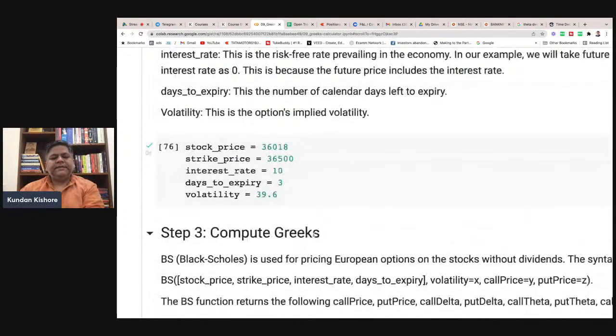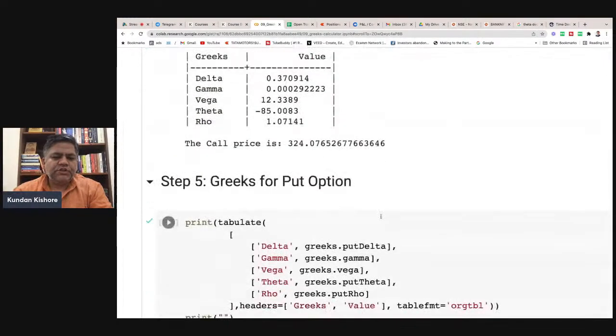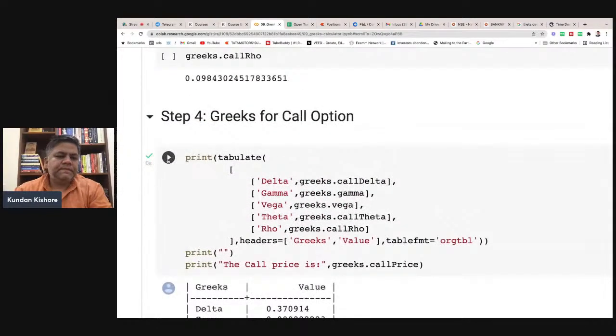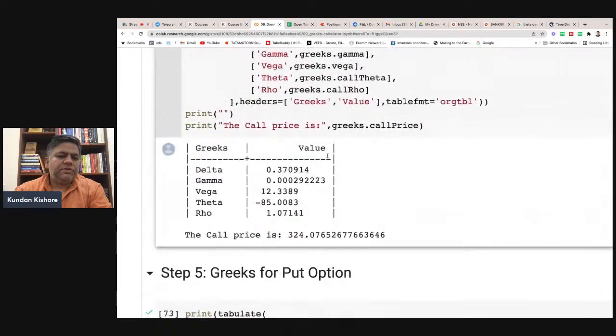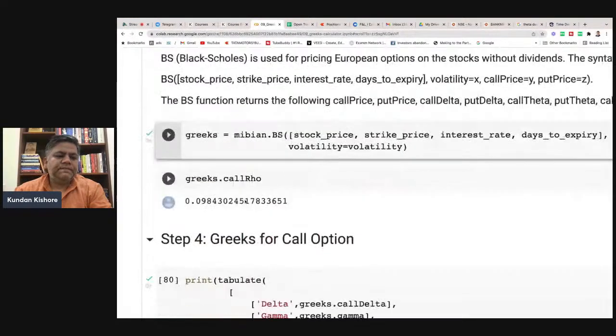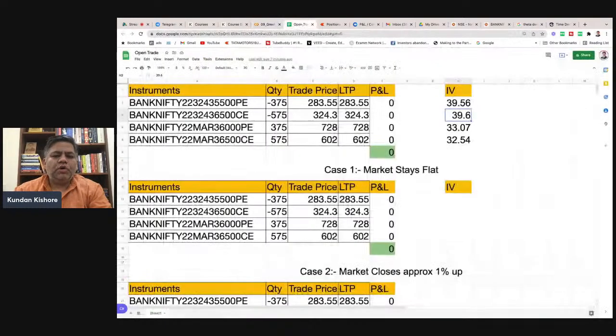Now let's say tomorrow the market stays here itself, and in that scenario we are trying to see what kind of differential can happen. So we will reduce the number of days to 2, and then we see the price of the option. I think I missed this step, so we need to run this as well. Here it comes 232. So tomorrow, if market stays flat, then 232 will be the price of the call option.